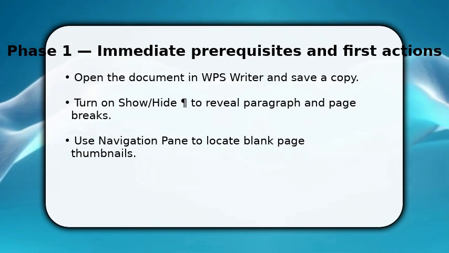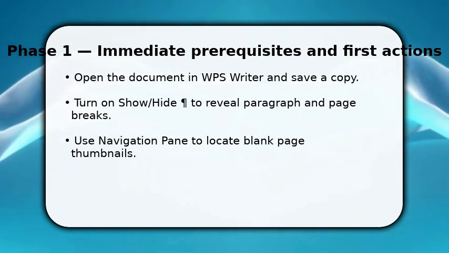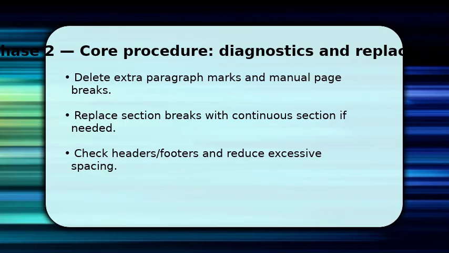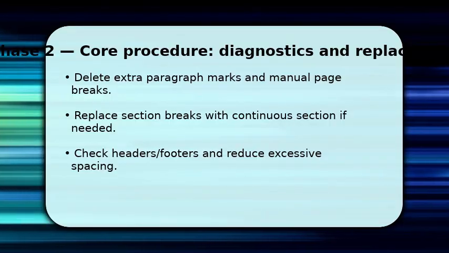Now delete the visible paragraph marks or manual page breaks by placing the cursor before them and pressing Delete, or select and cut them. If a section break forces a blank page, change it to a continuous section via page layout breaks, or delete carefully and then fix affected headers.